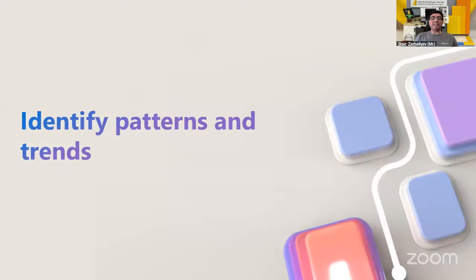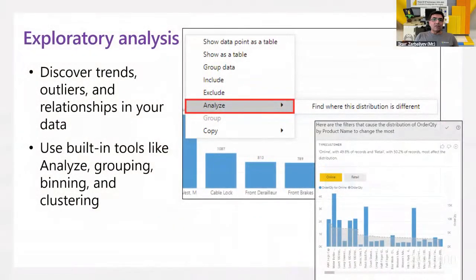Let's move into the analytical side of things, not just displaying data, but actively identifying patterns, trends, and anomalies within it. This is where Power BI starts to feel less like a reporting tool and more like an analysis tool. So, exploratory analysis is about discovering things in your data you didn't already know to look for, like trends, outliers, relationships between fields. Power BI has built-in tools to support these directly.